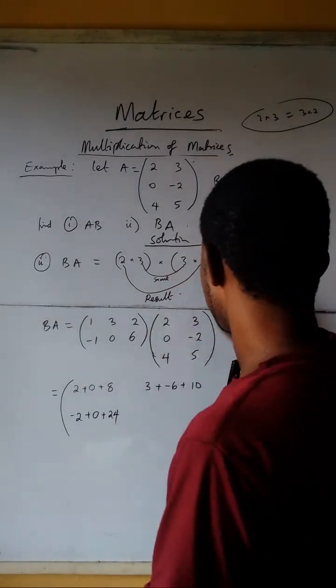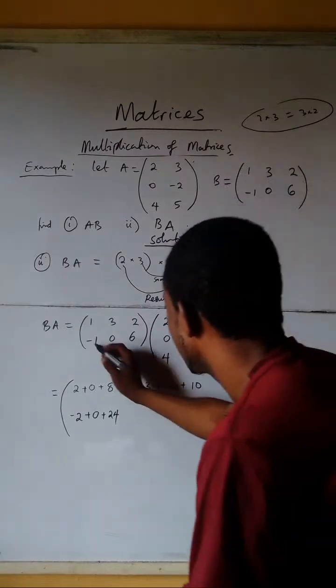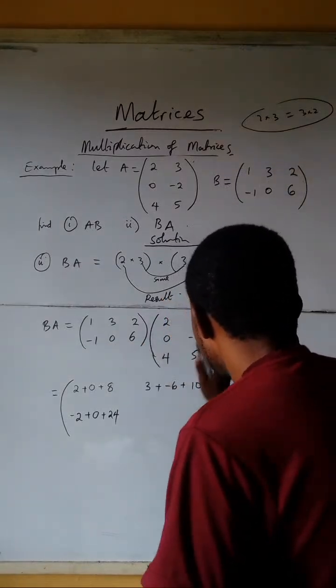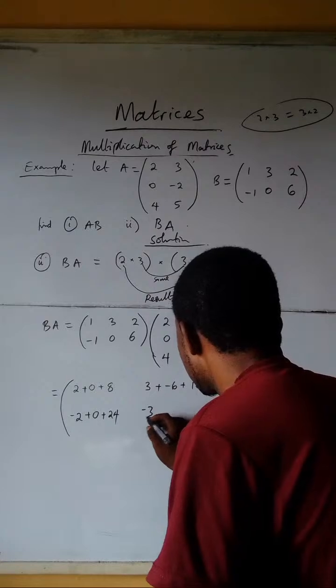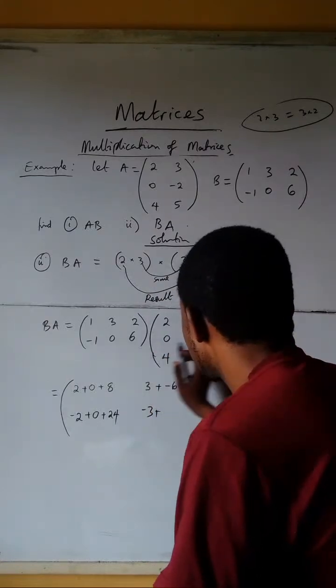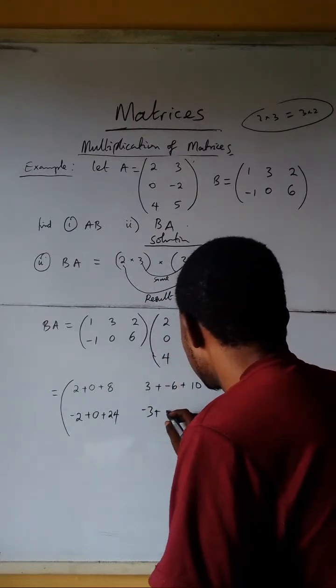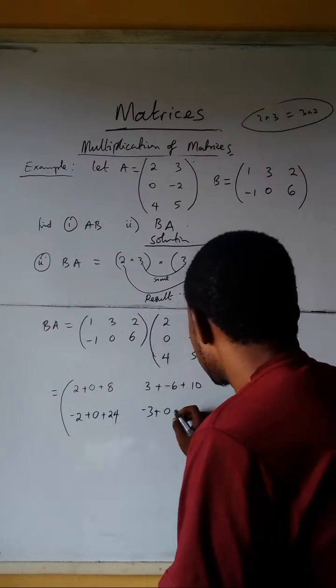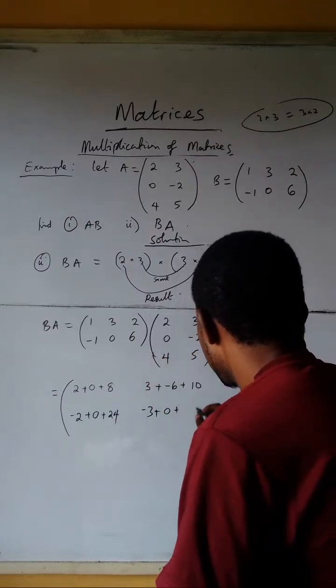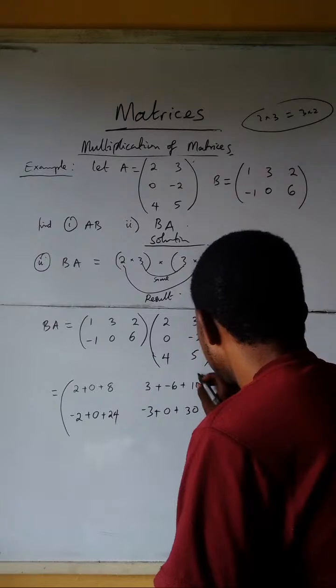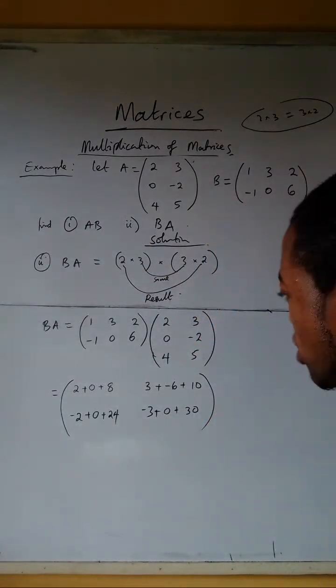Then use it for the next column. Then minus 1 times 3, that's minus 3. Then plus 0 times minus 2, that's still 0. Then plus 6 times 5, that's 30. Then we sum this and we are done.